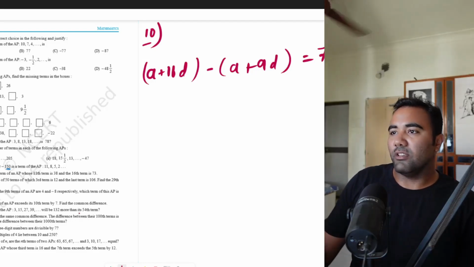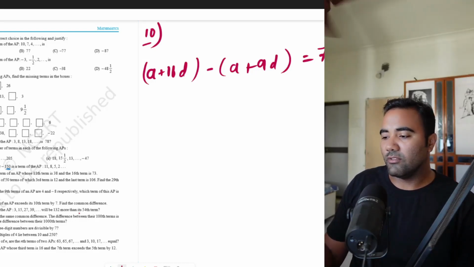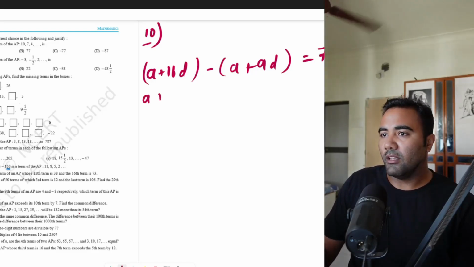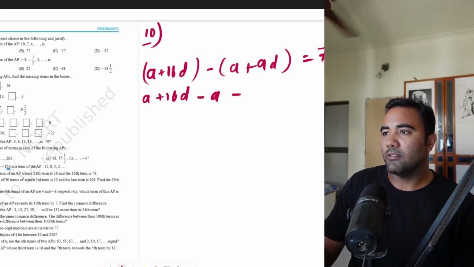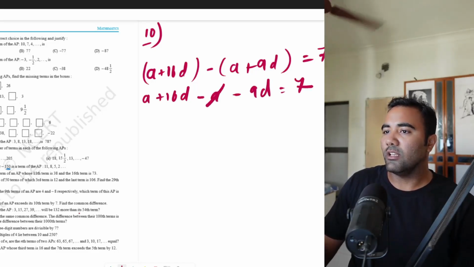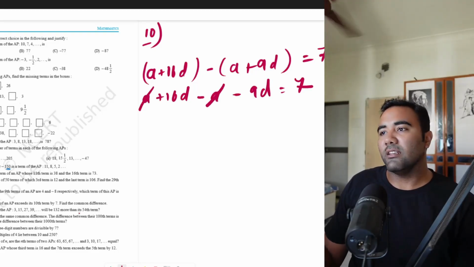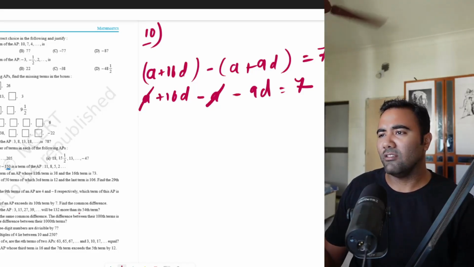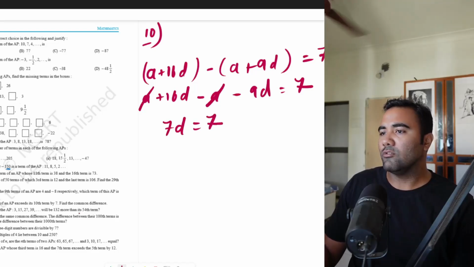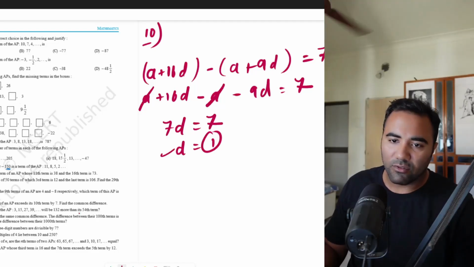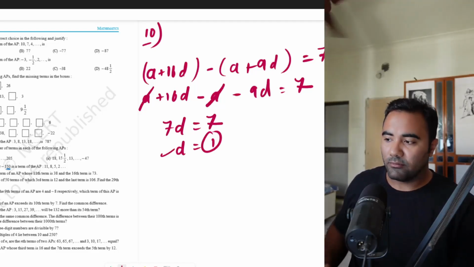Find the common difference. So this is the equation that we have made. Let's try to solve this. That would be a plus 16d minus a minus 9d is equal to 7. So you cut this a and a. 16 minus 9 is 7. Yes, 7d is equal to 7. So d is equal to 1. Find common difference. So common difference is 1.